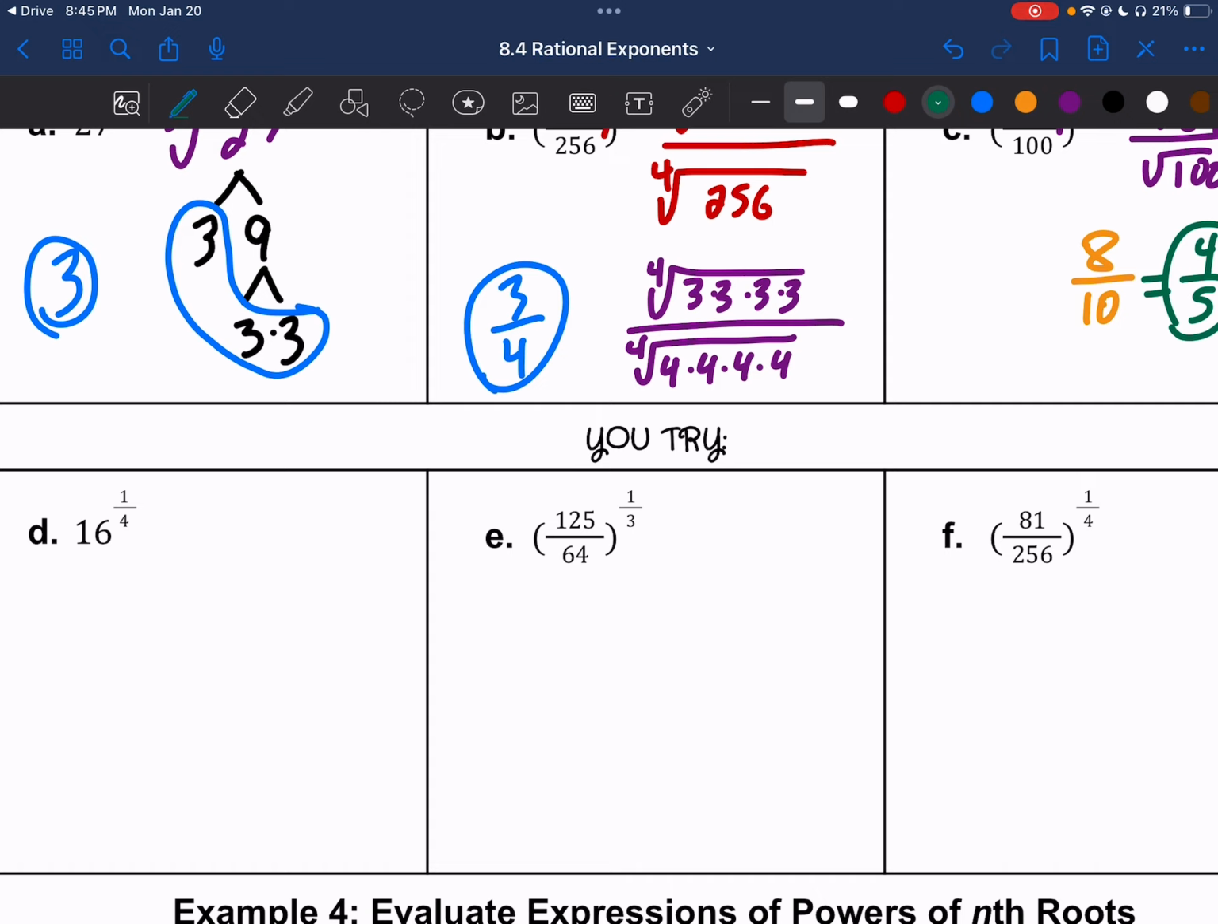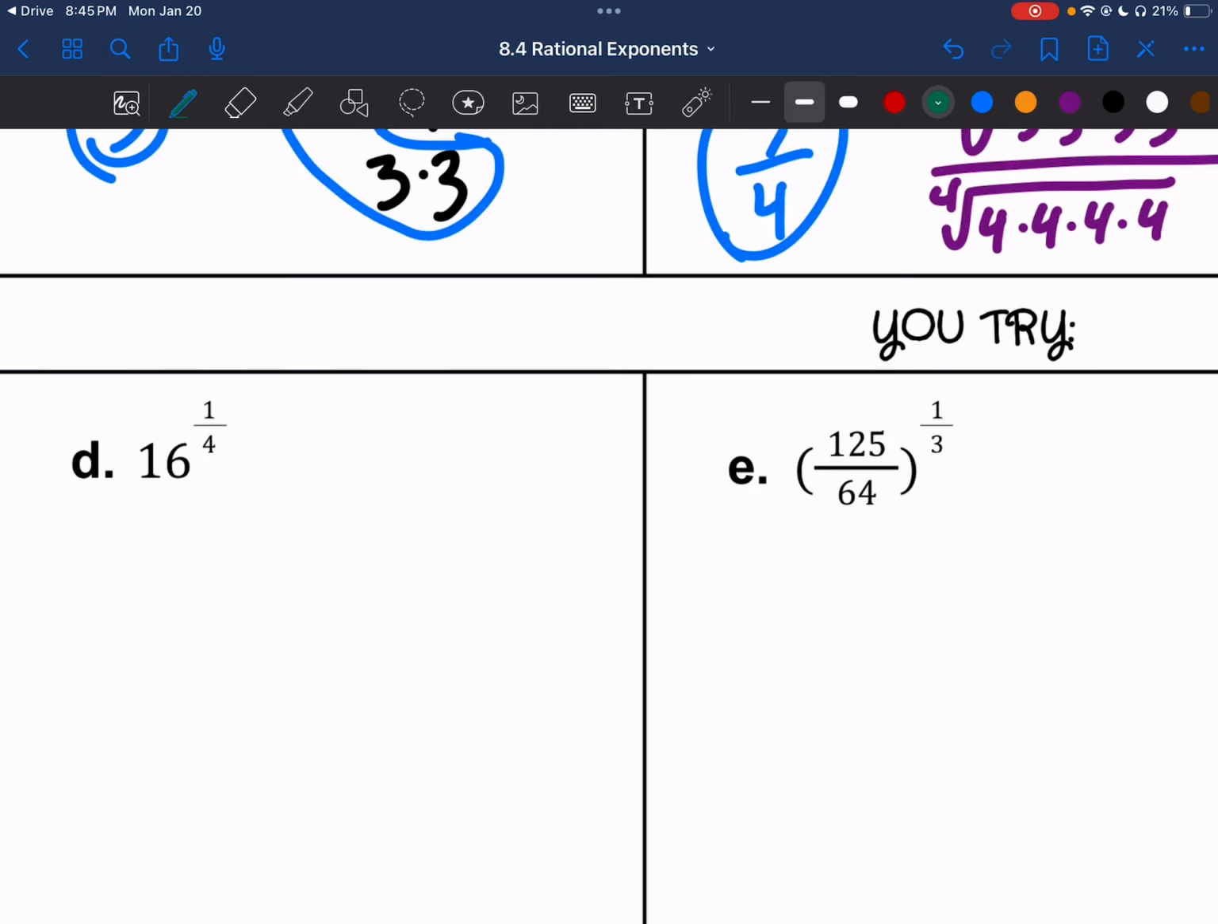All right, I want you guys to try D, E, and F on your own. Go.